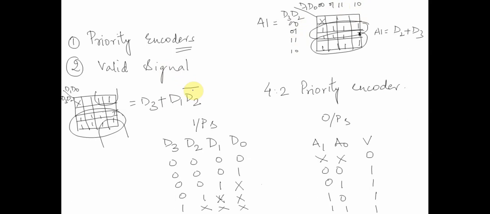Similarly, we can have 8 to 3 priority encoders depending upon the don't care situations. We have looked at all these things, and before ending this lecture, let's talk about the use of a priority encoder. Let's assume that we have a 4 to 2 encoder sitting over here. We have 4 inputs and 2 outputs.